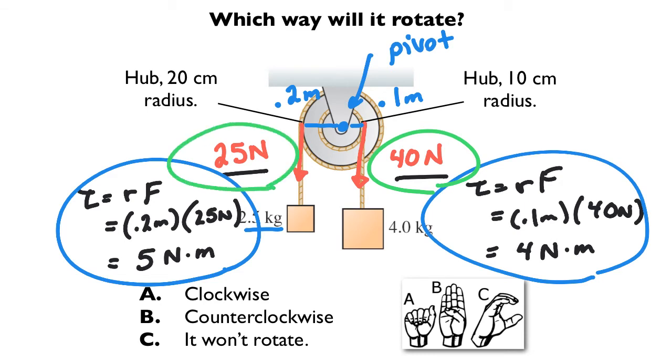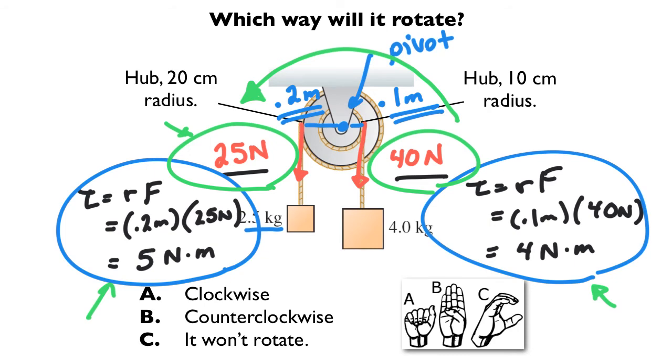But the fact that they're applied at different distances, and the 25 newton force is applied at a greater distance from the pivot point than the 40 newton force, makes the 25 newton force basically punch above its weight class. It is able to produce more torque, even though it's a smaller force, because it's got a bigger value of r. And so the torque is bigger on the left side than on the right side. And so as a consequence, this whole pulley system will rotate counterclockwise. Okay, that's the way torques work.